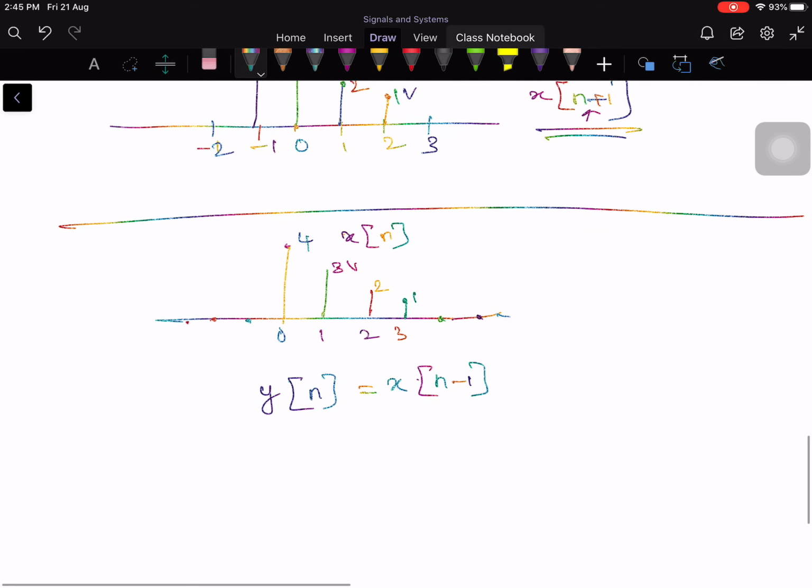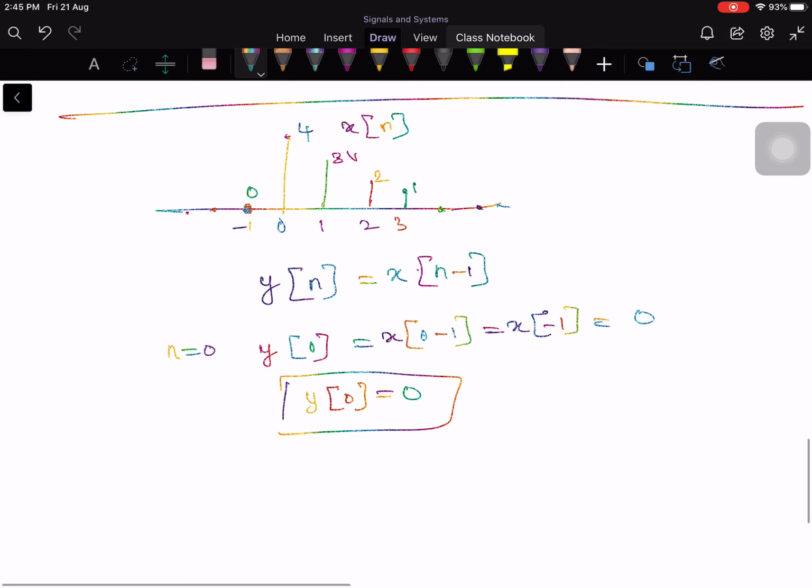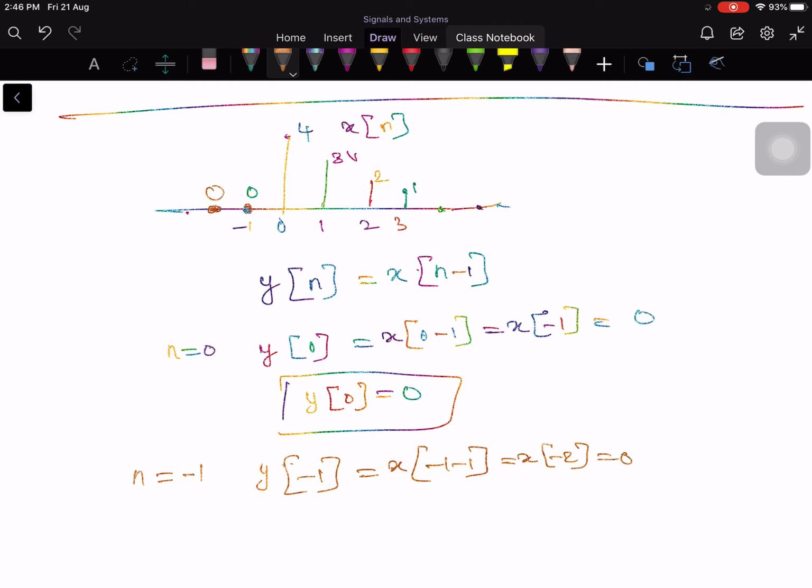Now what you do is start from 0, substitute n equal to 0 in this equation. So you get y of 0, which is x of 0 minus 1, which is x of minus 1. What is x of minus 1 in this figure? It is 0. Therefore y of 0 is equal to 0. Similarly, you can substitute n equal to -1, n equal to -2 like that, and check it out. Let us say n equal to -1, then y of -1 is equal to x of -1 minus 1, which is x of -2. Again this is 0. From the figure you can see it is 0. So y of -1 is equal to 0. And again, if you substitute n equal to minus 2, then it is useless to do this operation. Now let us move to the right hand side.